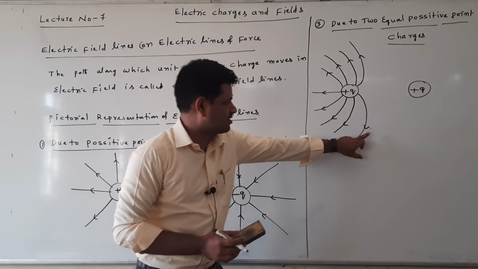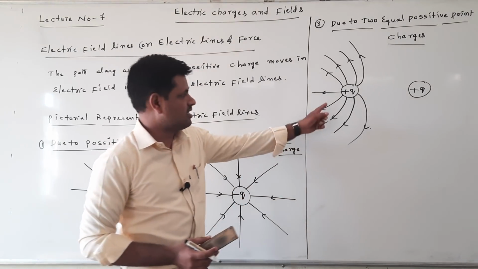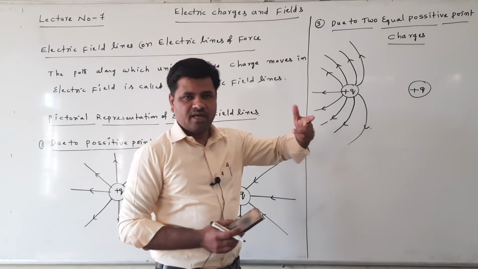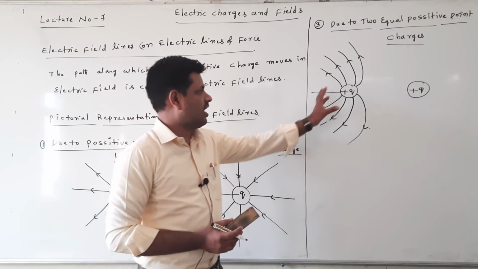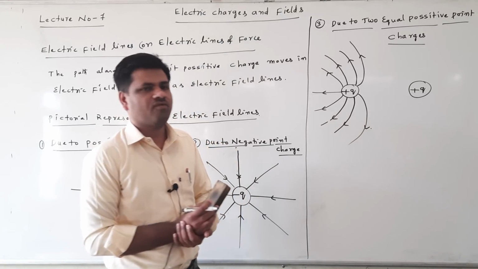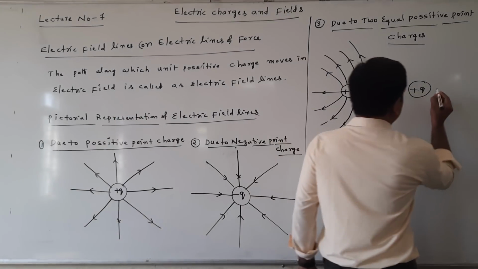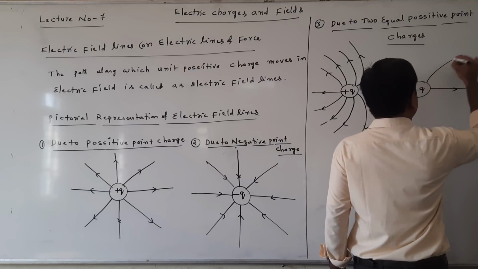Observe the arrow marks here. The arrow mark represents the direction. This is away from the charge, or diverging from the charge. But they are bending. Why bending? In between plus q and plus q there is a repulsive force. Here also we are going away from the charge, and here also bending.